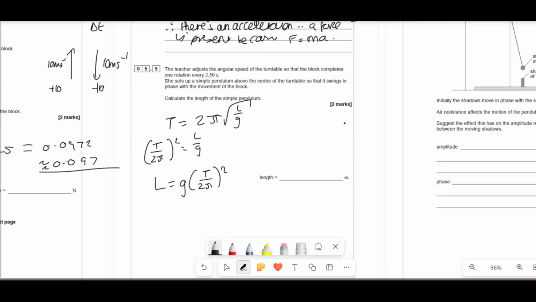So that means its period is 2.5 seconds. So in this case, L would equal 9.8 times 2.5 over 2 pi all squared, which is 1.551, roughly 1.5 if you want to go further, but 1.55 meters there.